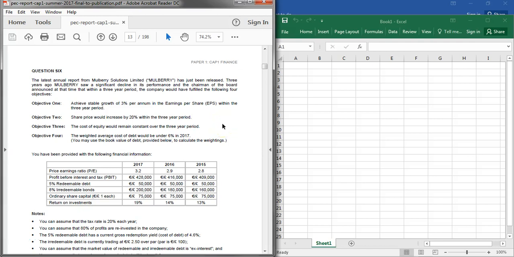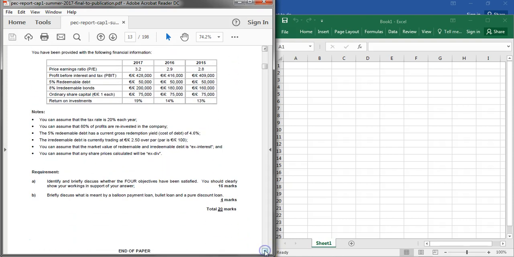This screencast is looking at Summer 17 question 6 and is a very good example of the more recent applied style questions that the CAP1 finance examiner is going towards in recent exam settings. So if we look at the requirement, it's 16 marks to identify and briefly discuss whether the four objectives have been satisfied. So you're told the four objectives in the question, and clearly show your workings.